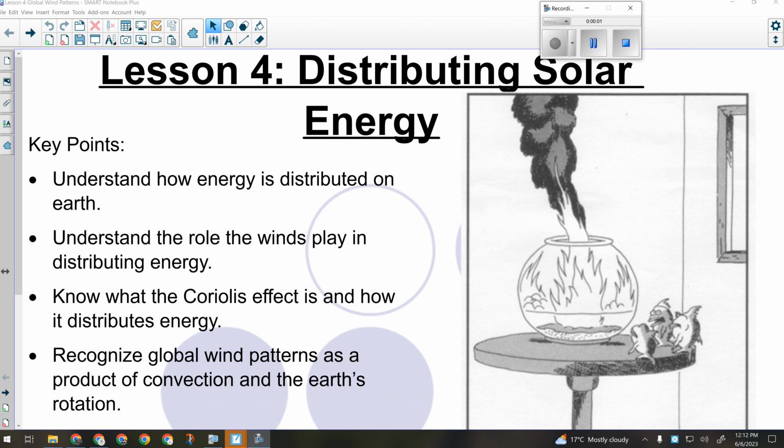So today we're actually going to be going over two different things. We're going to start out with distributing solar energy, which ties into what we were talking about yesterday. It's going to be about wind patterns on Earth, which of course relates to moving energy around, like we talked about yesterday, moving the latent heat around. It's about convection because that's essentially what wind is.